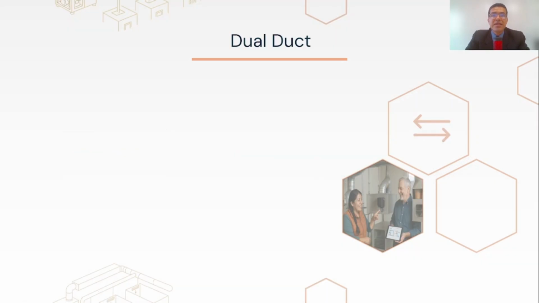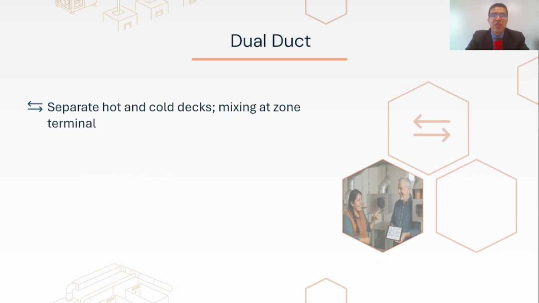A dual duct HVAC system has two separate air ducts, one for hot air and one for cold air, to provide conditioned air to different zones within a building. Dual duct systems distribute hot and cold air in parallel and mix them at the terminal to meet zone requirements.